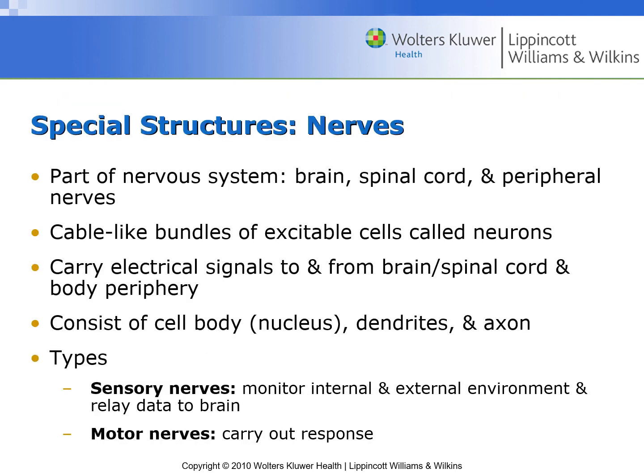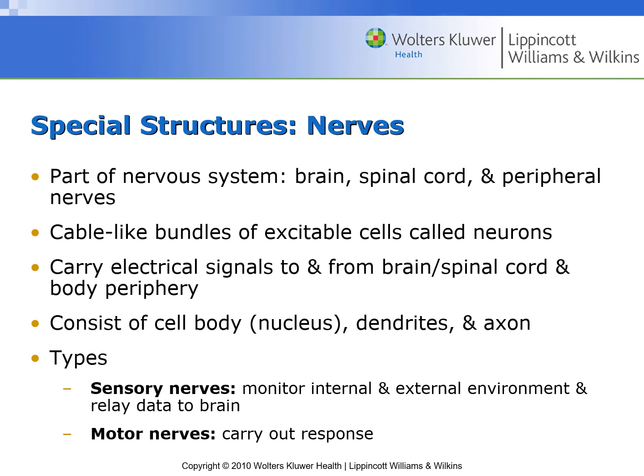Nerves are a part of the nervous system that controls and communicates with the rest of the body. Parts of the nervous system include the brain, the spinal cord, and the peripheral nerves. Cable-like bundles of excitable cells are called neurons. These carry electrical signals to and from the brain and spinal cord to the body in the periphery. They consist of a cell body, a nucleus, dendrites, and an axon.